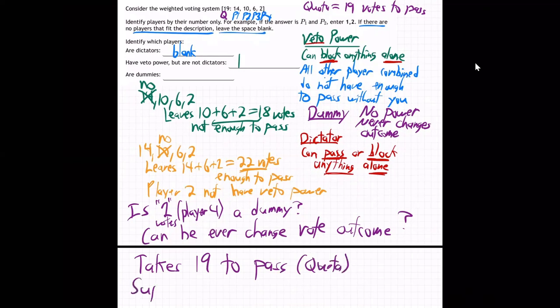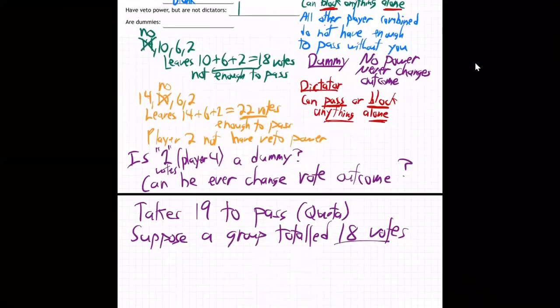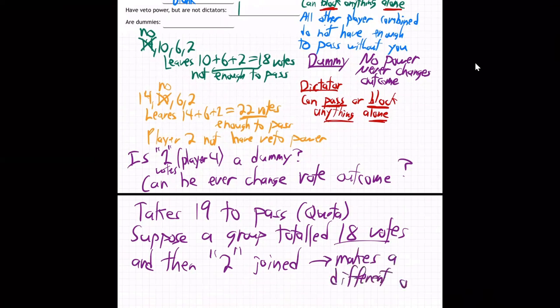So suppose a group totaled 18 votes, which is not enough, and then the 2 votes joined. That would make a difference, right? Makes a different outcome, changes things. That's real power, right? Now the truth is that can never happen though. But I want to show you first off what it would look like for 2 to exercise any real power. We're trying to find out if 2's a dummy, if the player 4, which has 2 votes, is a dummy or not.